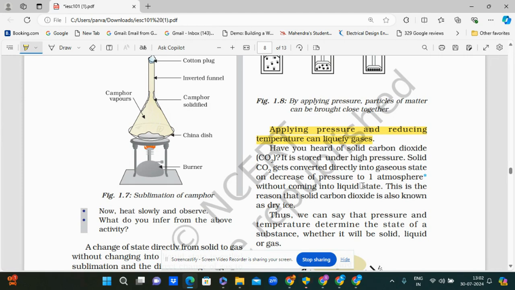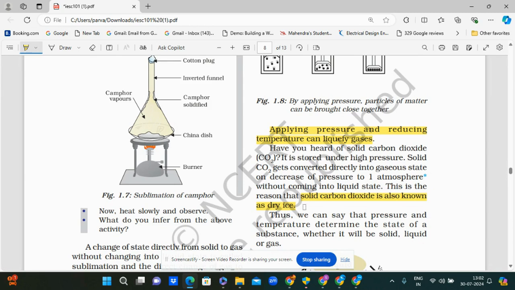Have you heard of solid carbon dioxide? It is stored under high pressure. In the same manner as gases get converted into liquid by applying pressure, solids get converted directly into the gaseous state on decrease of pressure. Here we need to increase the pressure and reduce the temperature to liquefy gases. In order to convert the solid into gas, we have to decrease the pressure to 1 atmosphere without it coming into a liquid state. This is the reason that solid carbon dioxide is known as dry ice.